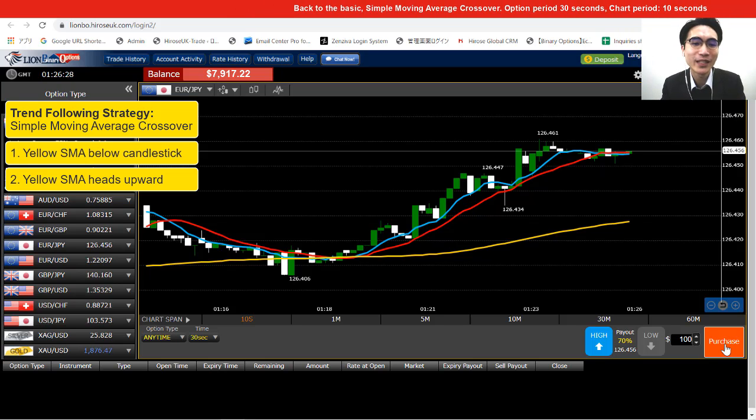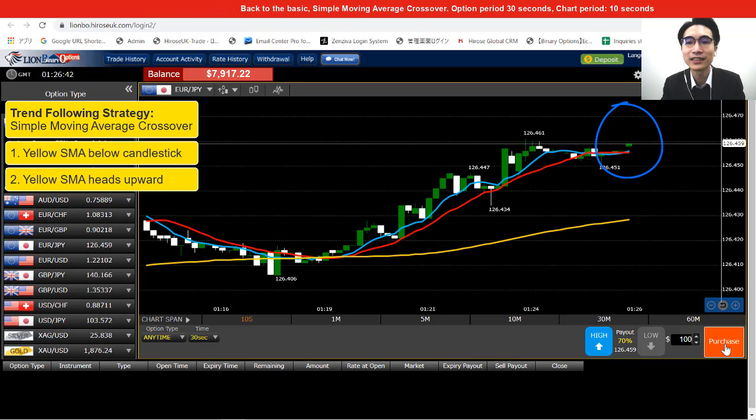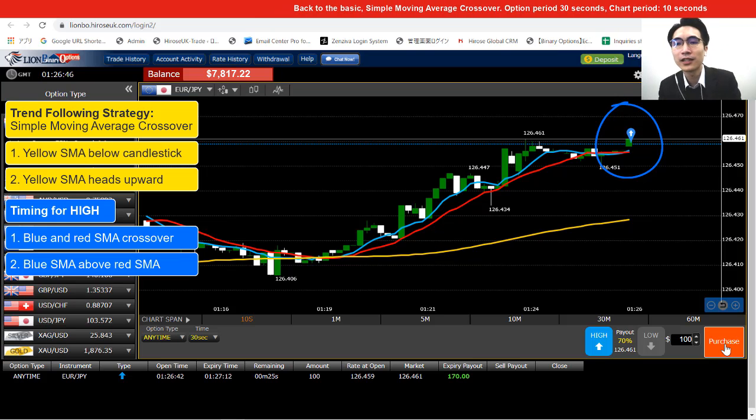What I'm waiting for here is just the blue and red simple moving average crossover, and then I will open a trade. I'm guessing it's going to cross over pretty soon. So now you see, okay, now the crossover, I opened a trade here.